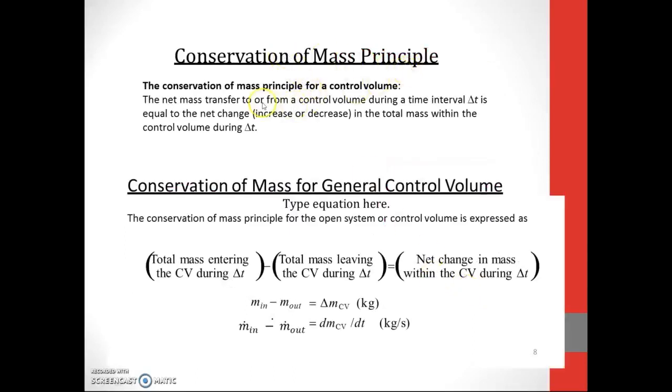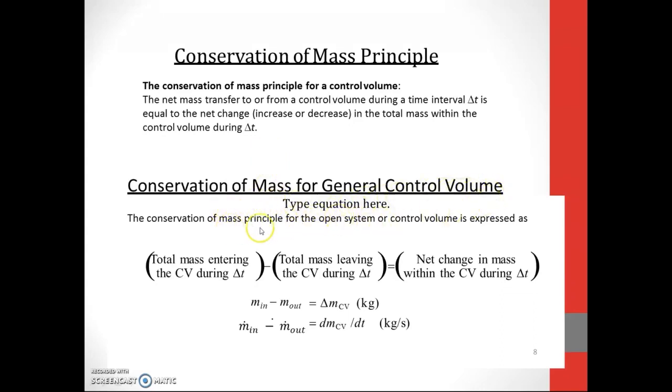Conservation of mass principle for an open system or control volume. The net mass transfer to or from a control volume during a time interval delta t is equal to the net change, whether it is an increase or decrease, in the total mass within the control volume during delta t. Okay, so conservation of mass for a general control volume.